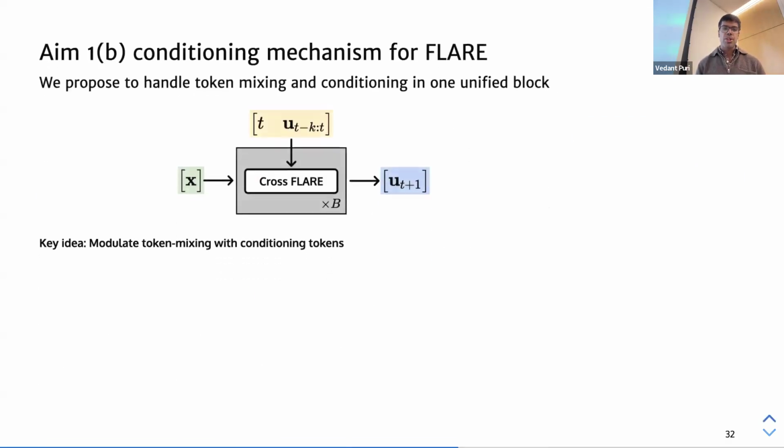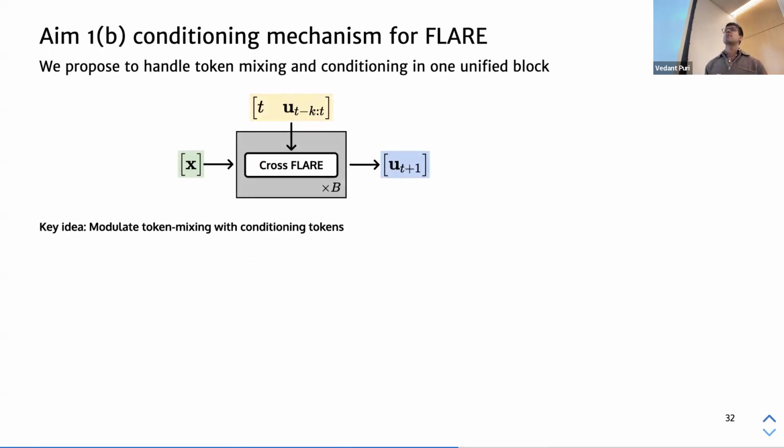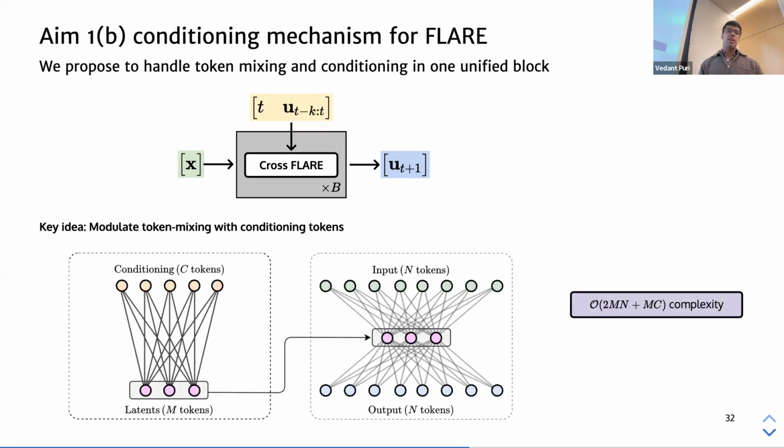So what we propose to do is to create a unified block that can handle both of them in the same layer. And the key idea would be to use the conditioning information to modulate the token mixing process in FLARE. If we look at the plot in the middle, we have the standard FLARE mechanism where the latent tokens, given in pink, modulate the token mixing process by selecting input tokens that have some similarity with the latents and then scattering that information back to the output. So there's a selective gather-scatter operation going on.